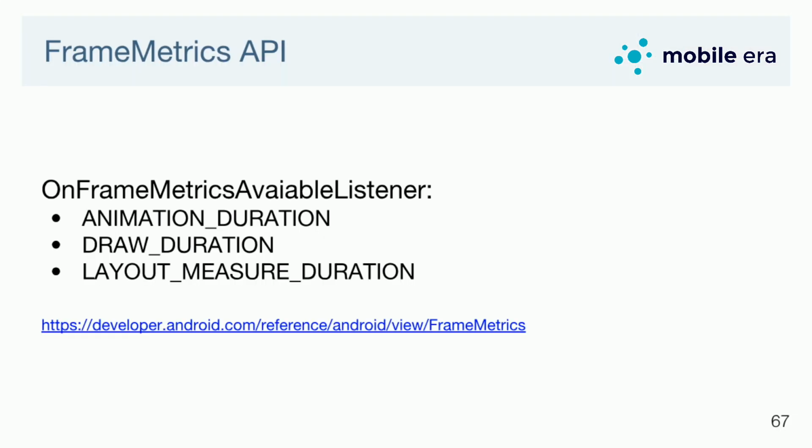Actually, what Google suggests to use is the frame metrics API. However, you will have to add this code to your app. You will have to do it somehow manually. So, as for me, it's not the best replacement for hierarchy viewer. However, you can still use it if you need.